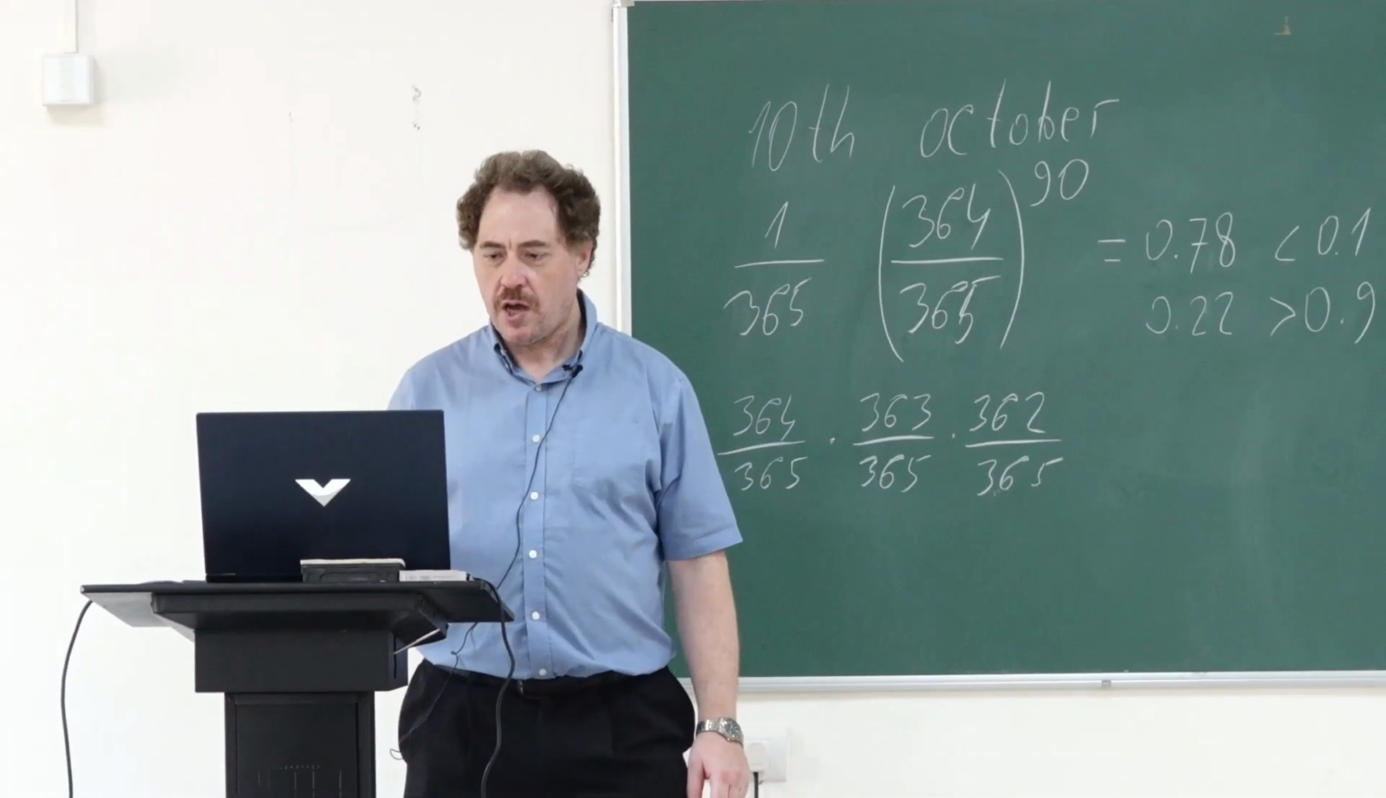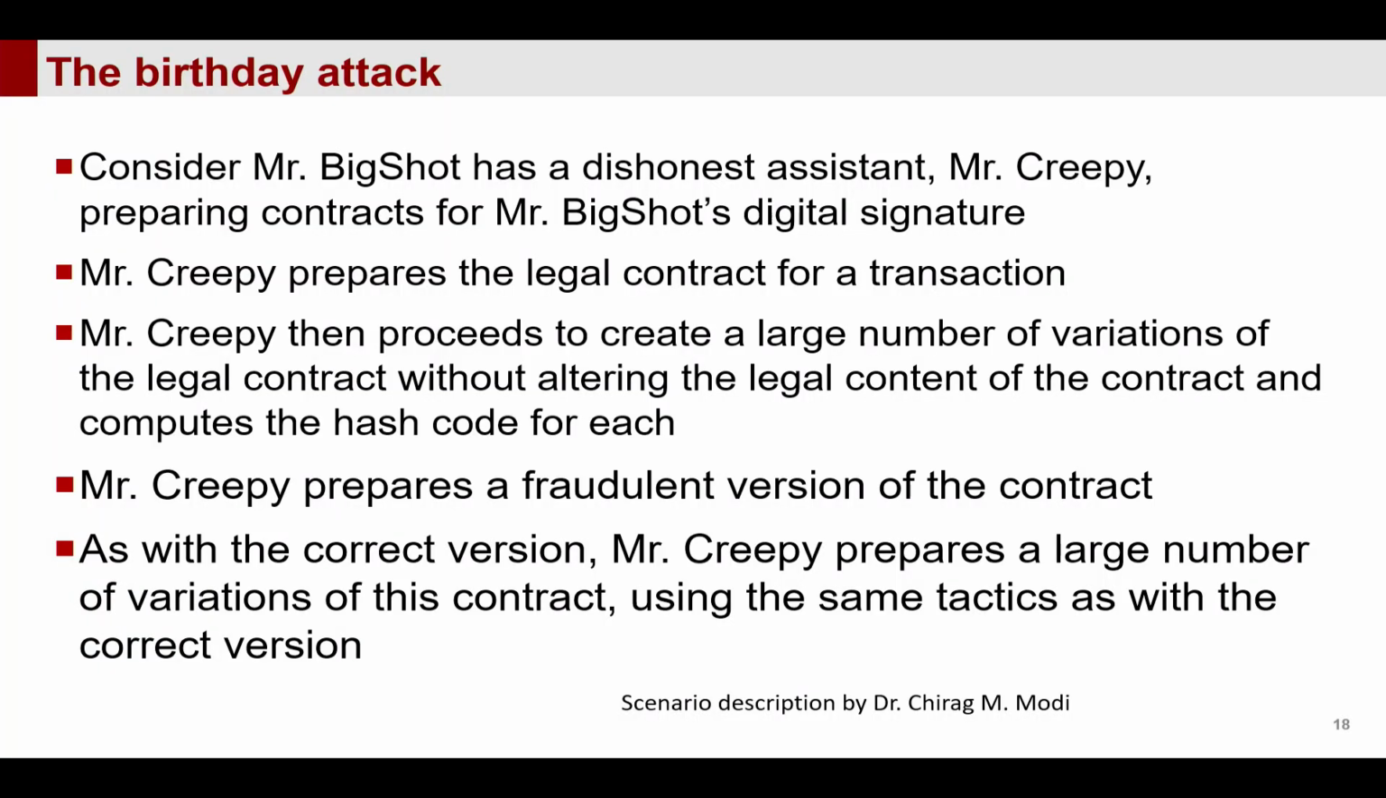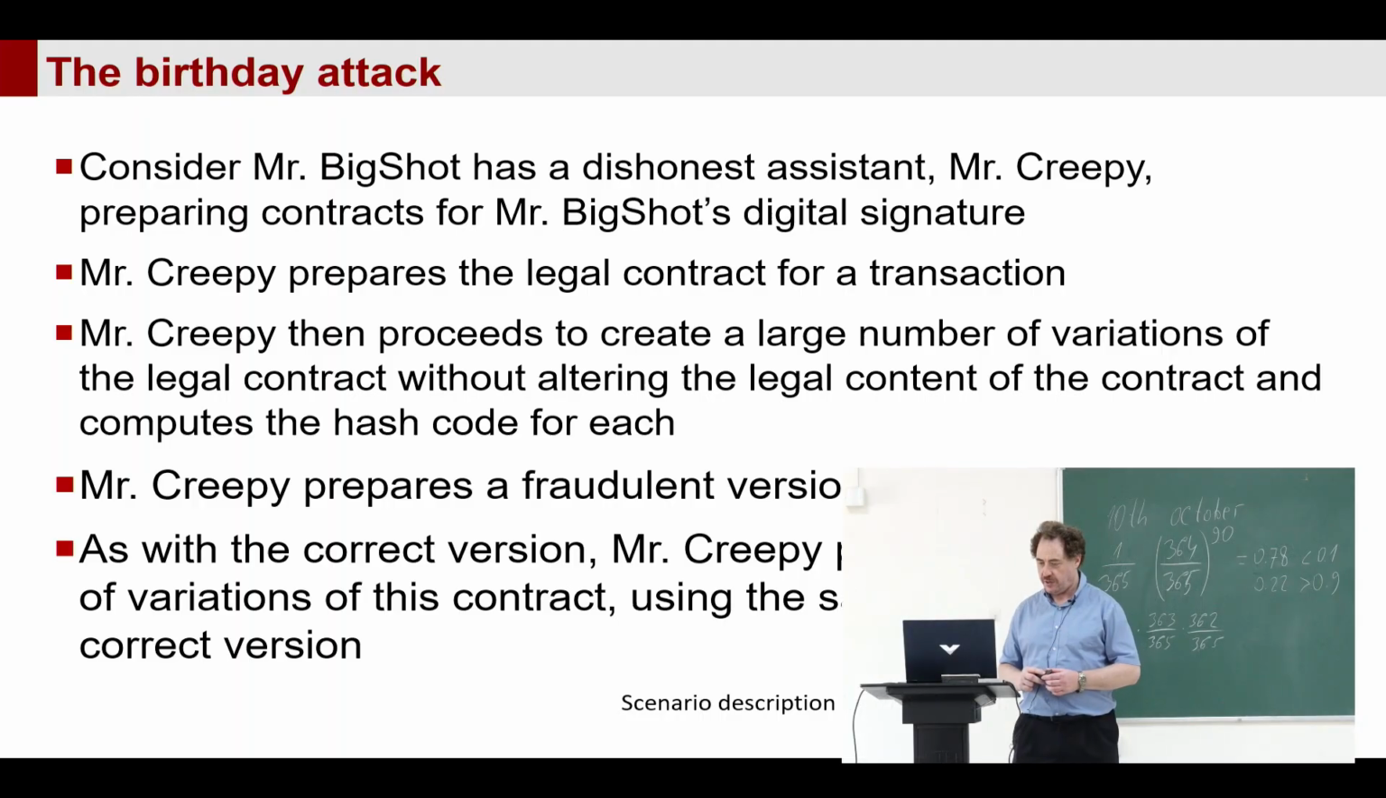All right, now, how do we exploit the strong collision? So let's consider that Mr. Big Shot has a dishonest assistant called Mr. Creepy, who would be preparing contracts for Mr. Big Shot's digital signature. Okay, how can Mr. Creepy launch an attack?